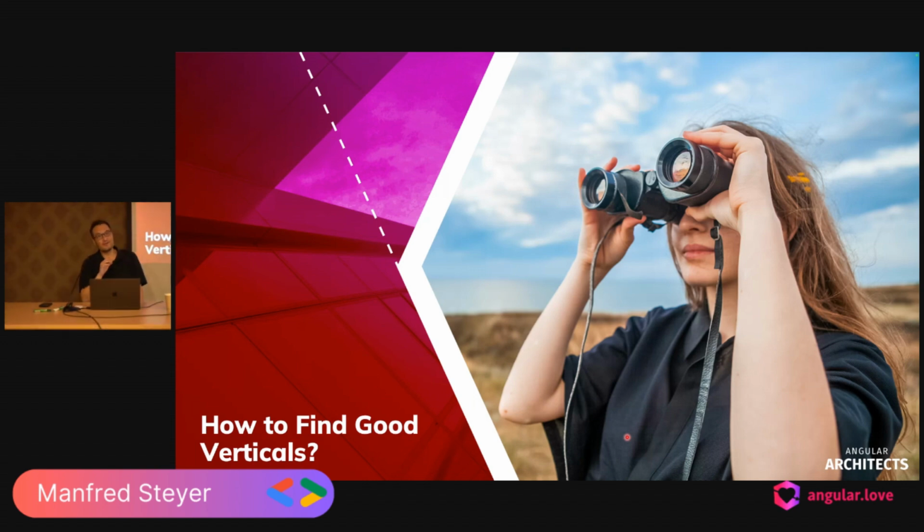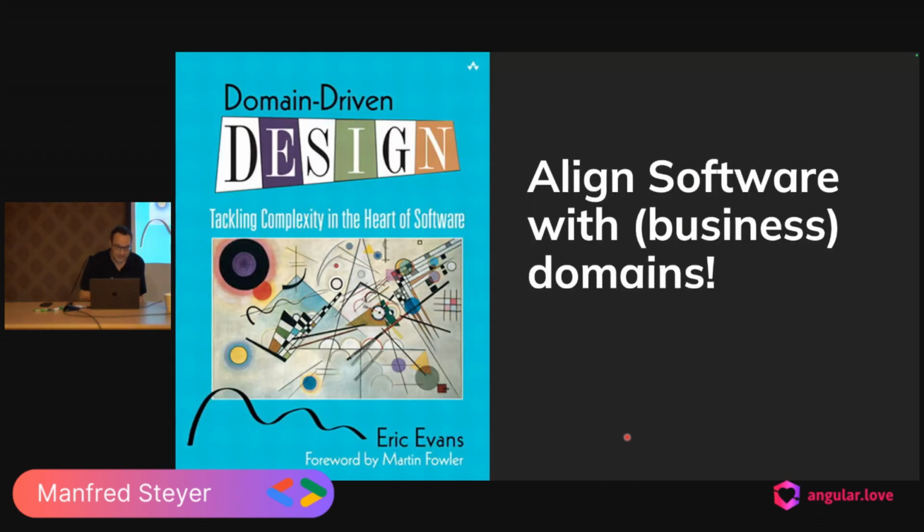The second question is not that easy to answer. It's about how to identify good verticals. There are several answers to this. But one answer I really love is this here. It's about domain-driven design. Domain-driven design, which is quite an old thing, it has been around for 20 years now, tells us to align our software with business domains, with areas from the real world out there.